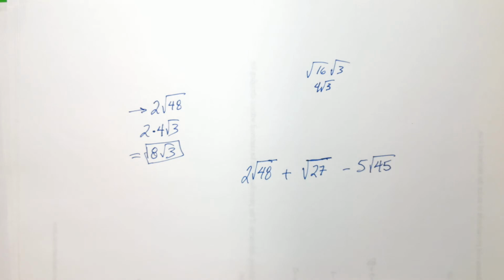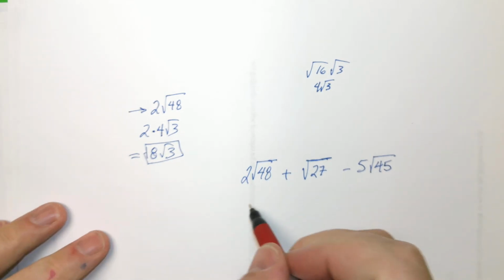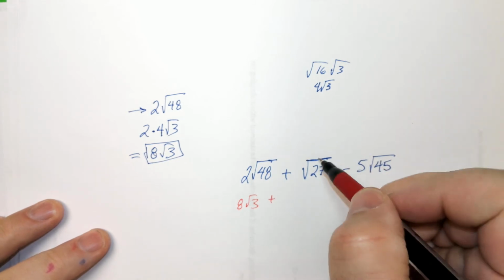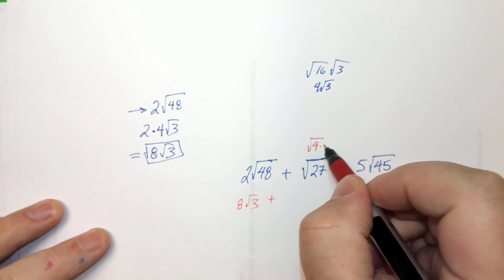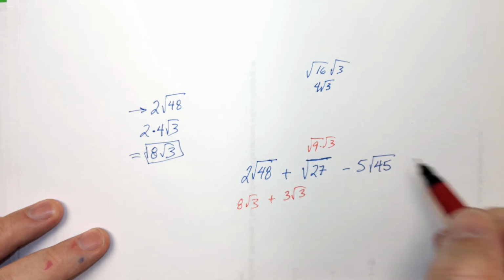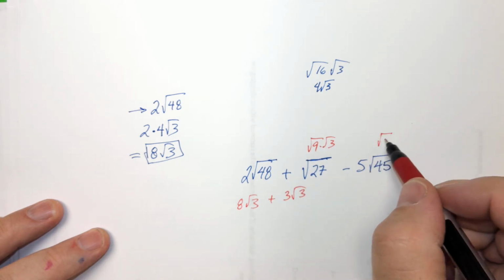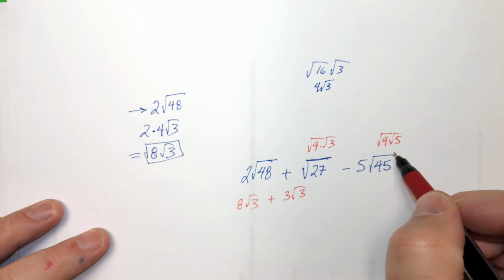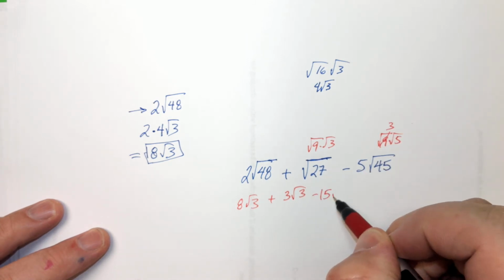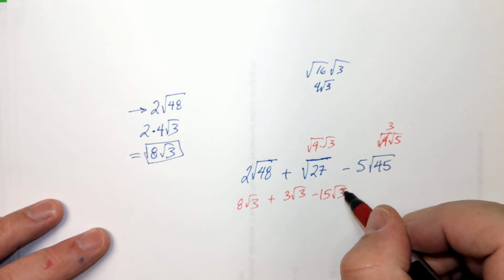Oh no. This is making me very sad. I got 2 minutes left, so here we go. We just did this part. 8 root 3, right? Now, isn't 27 9 times 3? And the square root of 9, isn't that 3? Oh, and the square root of 45, isn't that 9 times the square root of 5? So that's 3, and 3 times 5 is 15. Oh, the square root of 5.